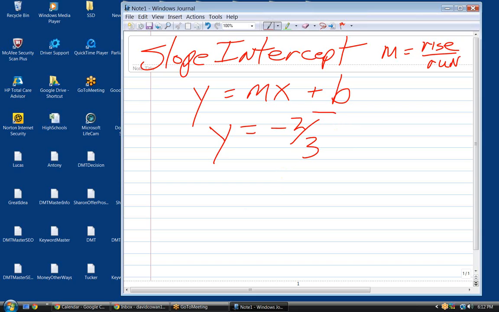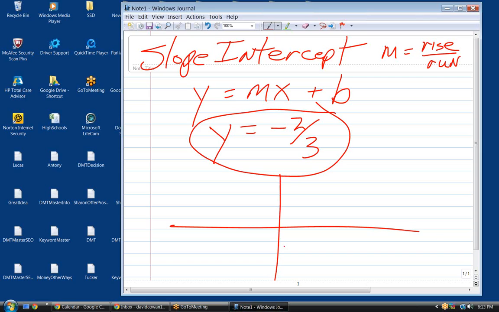Hold on a second. If that's your equation, that's a unique line. That is a horizontal line. It has a slope of 0. I go down to -2/3. There's -2/3, and it's just a horizontal line. I draw straight through that. Okay. That's y equals -2/3.